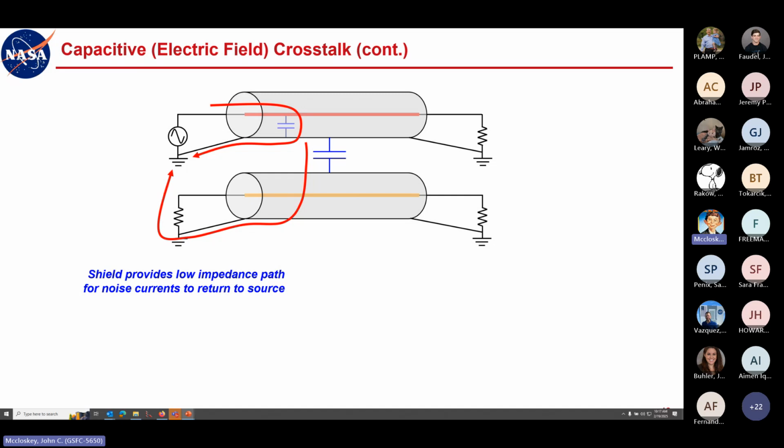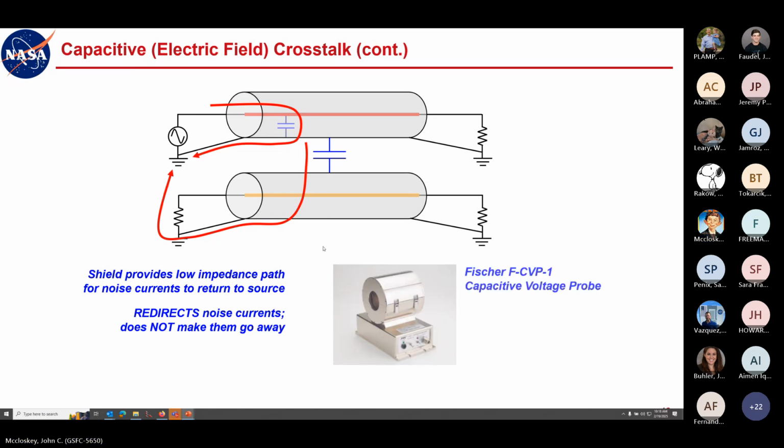Or most of it will find that, and you want to minimize how much of it is finding some other path that you don't want. So it's redirecting the noise currents. It does not make them go away. If you make them go away, like you knock them out at the source, then there's no need for shielding. There's no need to redirect the currents. But it's important to recognize that when you put a shield on something, you're not making the noise go away. You're just redirecting those noise currents so that they have a lower impedance path back to the source, away from stuff you're trying to protect.